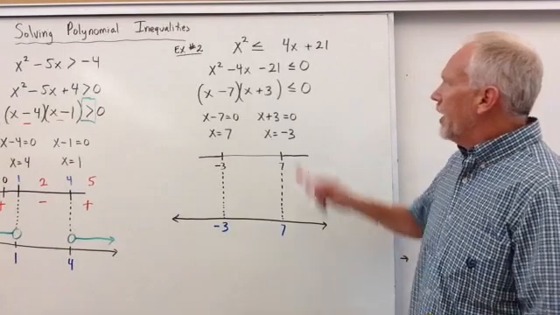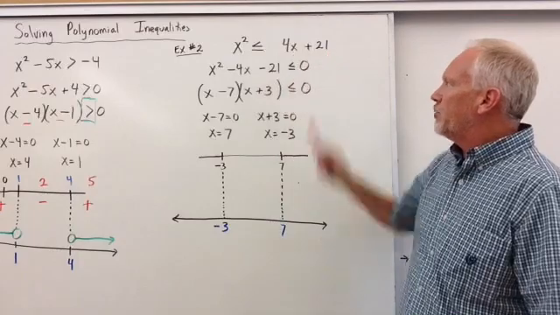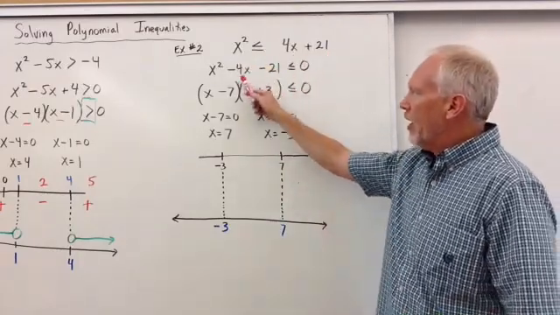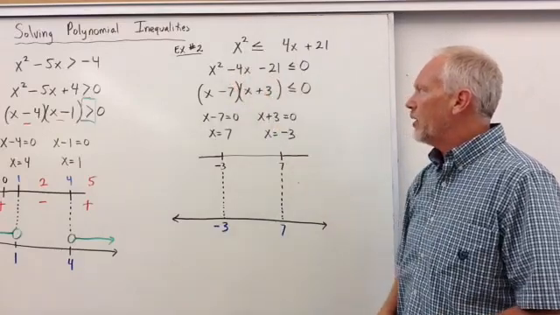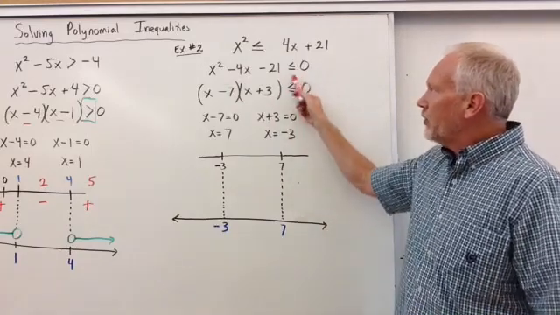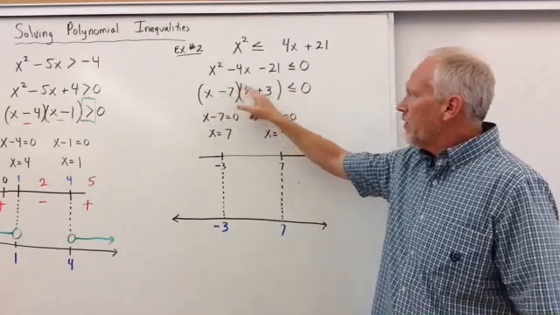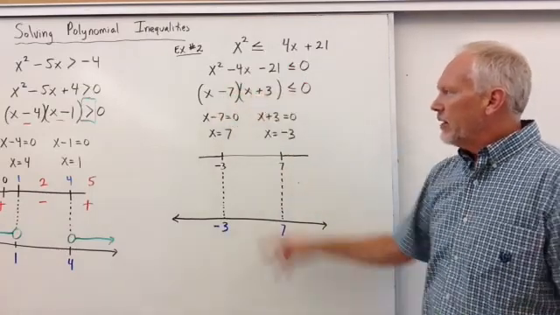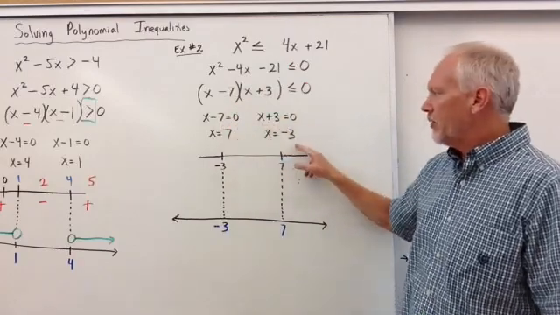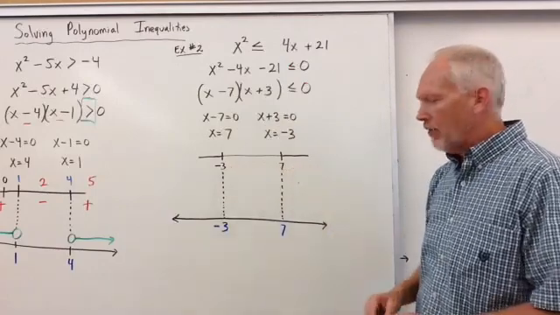Example number 2 says x squared is less than or equal to 4x plus 21. Again, we get everything on the same side of the equation. And now x squared minus 4x minus 21, where is that less than 0? Or equal to, now we have the equal sign. So x minus 7 and x plus 3, those are the factors. X minus 7 equal to 0 is 7. X plus 3 is negative 3. So I label my negative 3 and 7 over here.